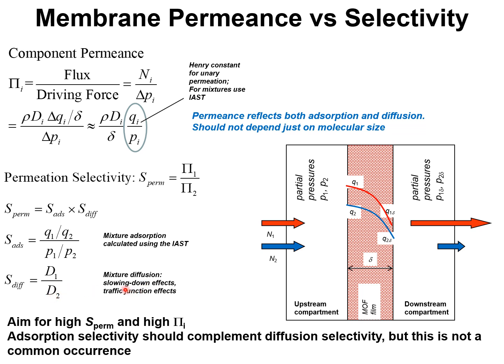There are effects such as slowing down effects. The slower moving guest molecule slows down the more mobile components in certain cases. There are also what I call traffic junction effects that are important in MFI zeolite membranes.